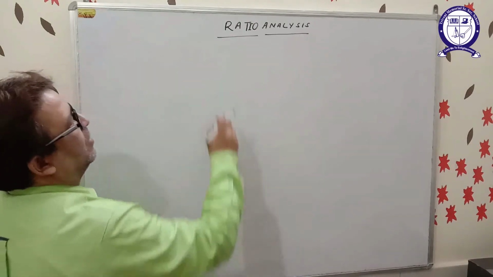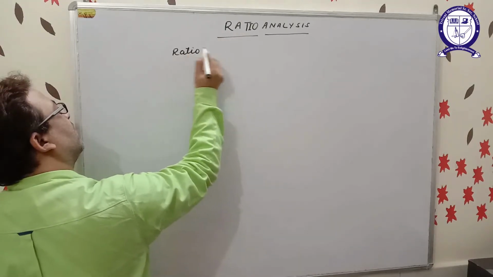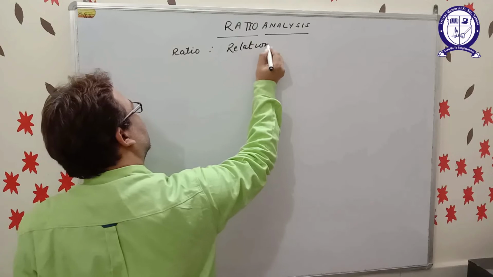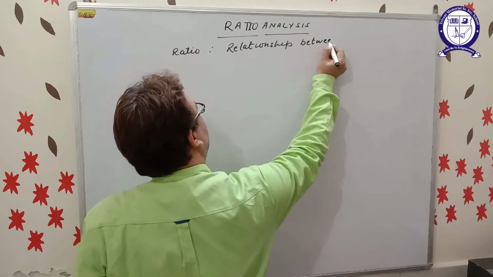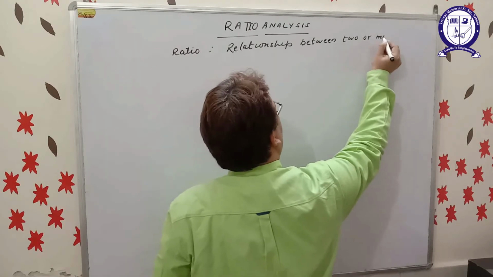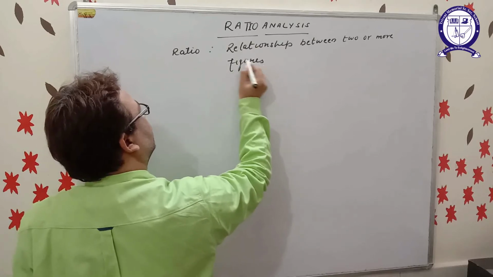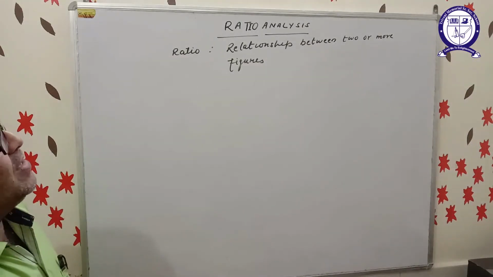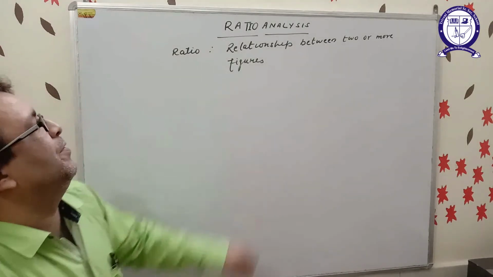First of all, what is the meaning of ratio? Ratio is the relationship between two or more figures. Generally, the ratio is calculated by dividing one figure by another figure.